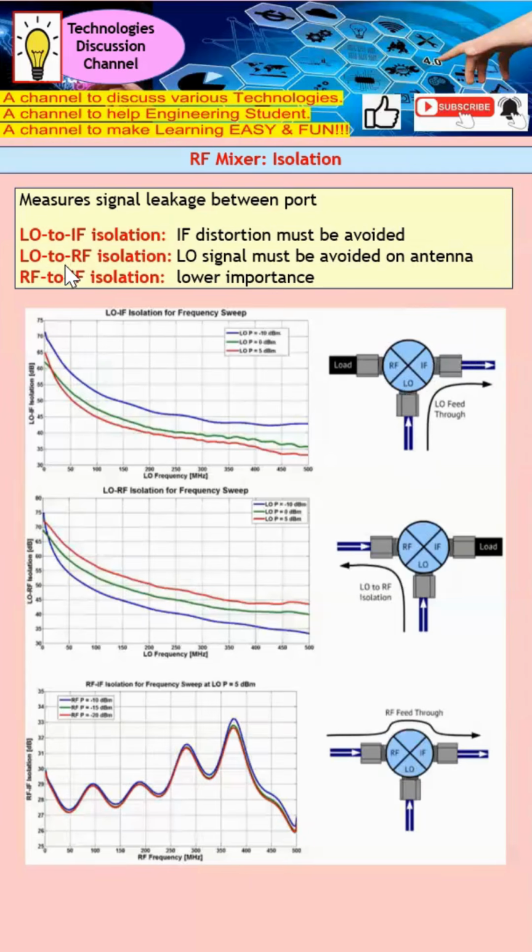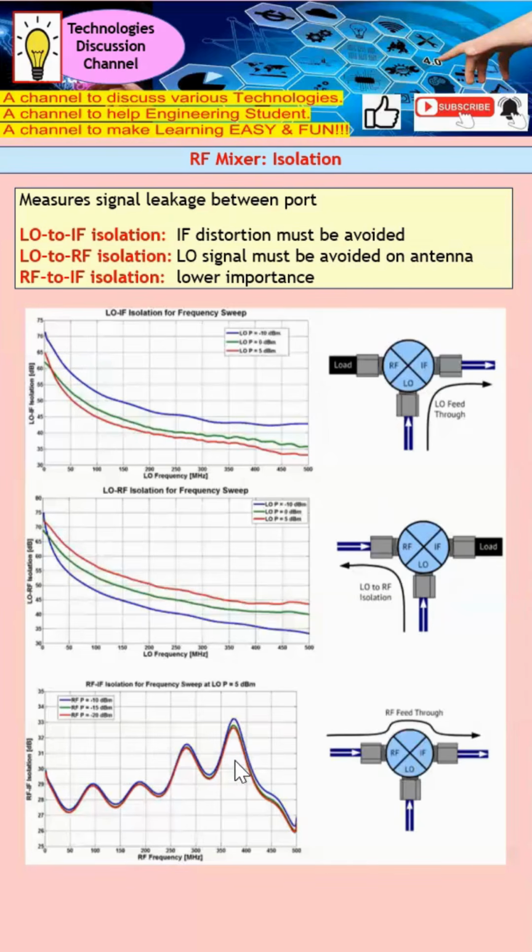Another isolation is the LO to RF isolation. Again, imagine when I insert power at the LO port, somehow it also leads to the RF. Imagine for a receiver, this part will be connected to the antenna, and this can be a disturbance source also. Hence, this is also undesired.